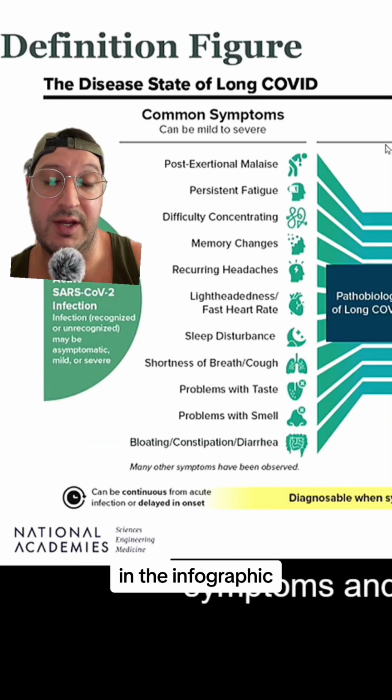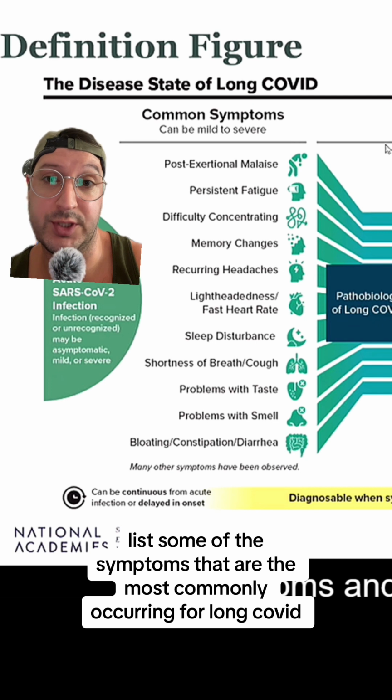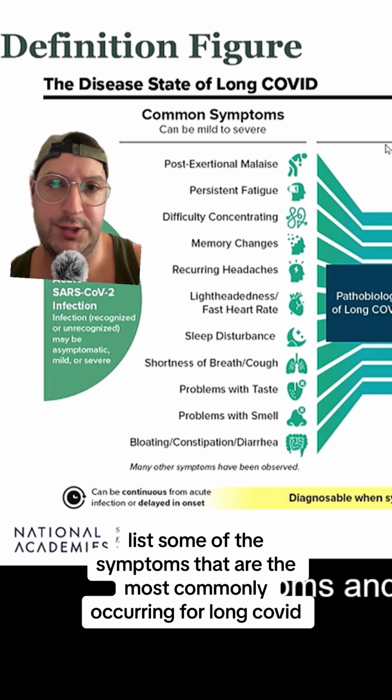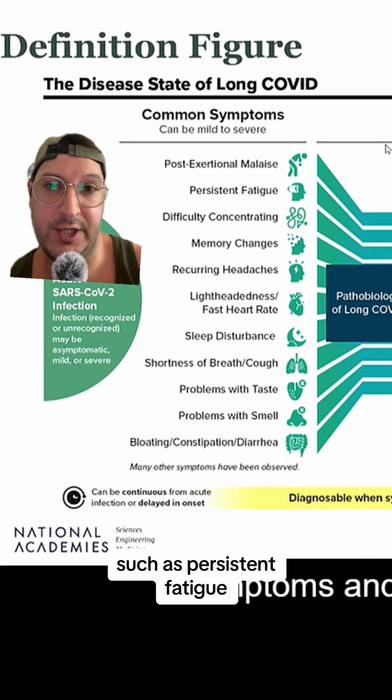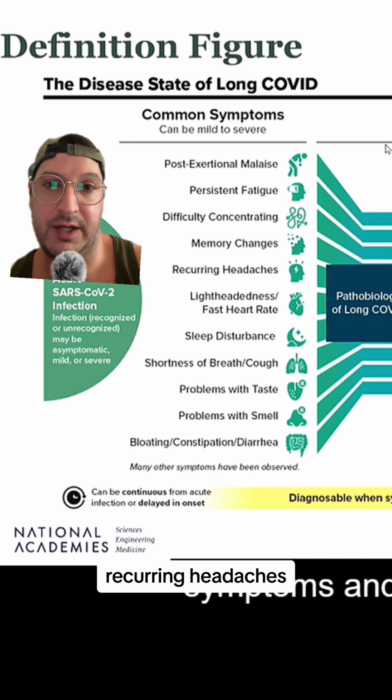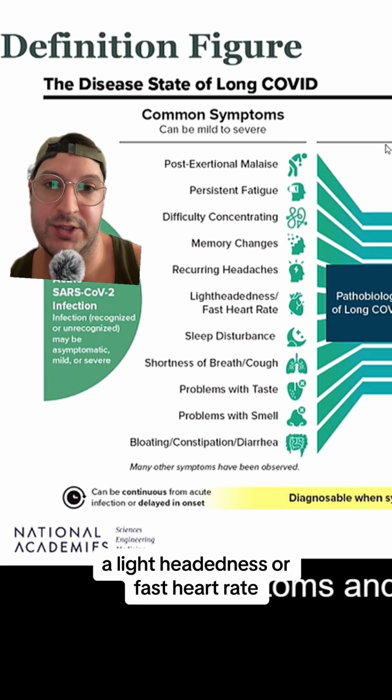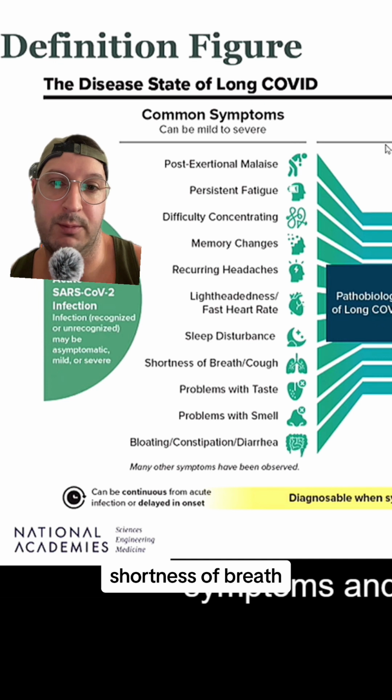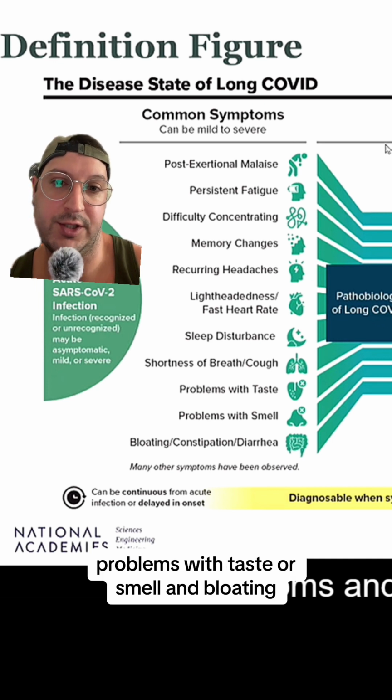In the infographic, they list some of the symptoms that are the most commonly occurring for long COVID, such as persistent fatigue, memory changes, recurring headaches, lightheadedness or fast heart rate, sleep disturbances, shortness of breath, problems with taste or smell, and bloating, constipation, or diarrhea.